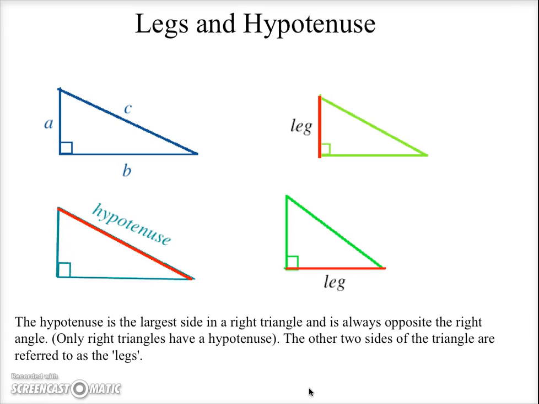Legs and hypotenuse. The hypotenuse is the largest side in a right triangle and is always opposite to the right angle. Only right triangles have a hypotenuse, and any triangle that does not have a hypotenuse cannot be solved with the Pythagorean theorem. The other two sides of the triangle are referred to as legs.